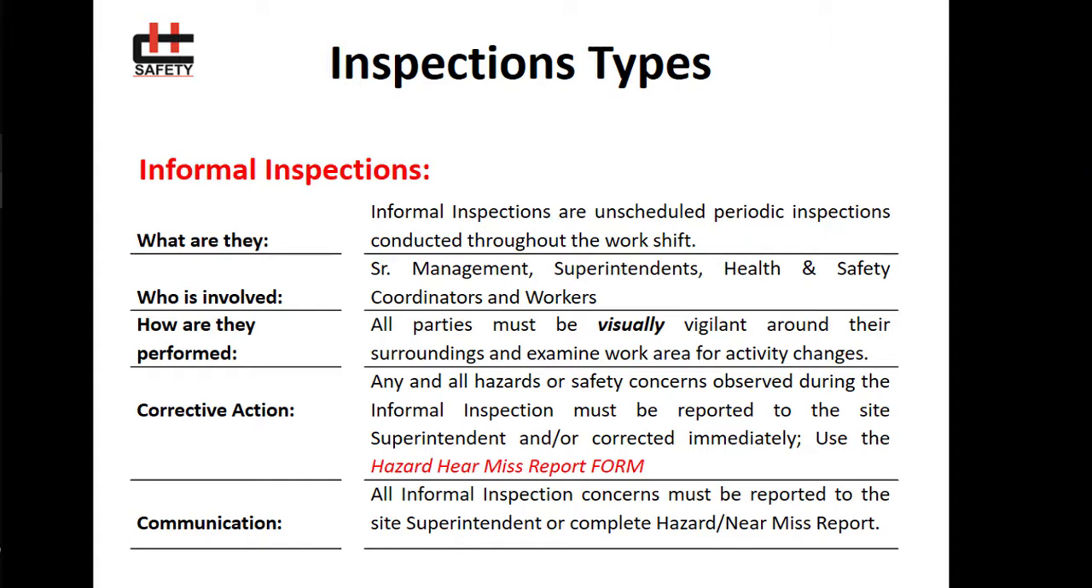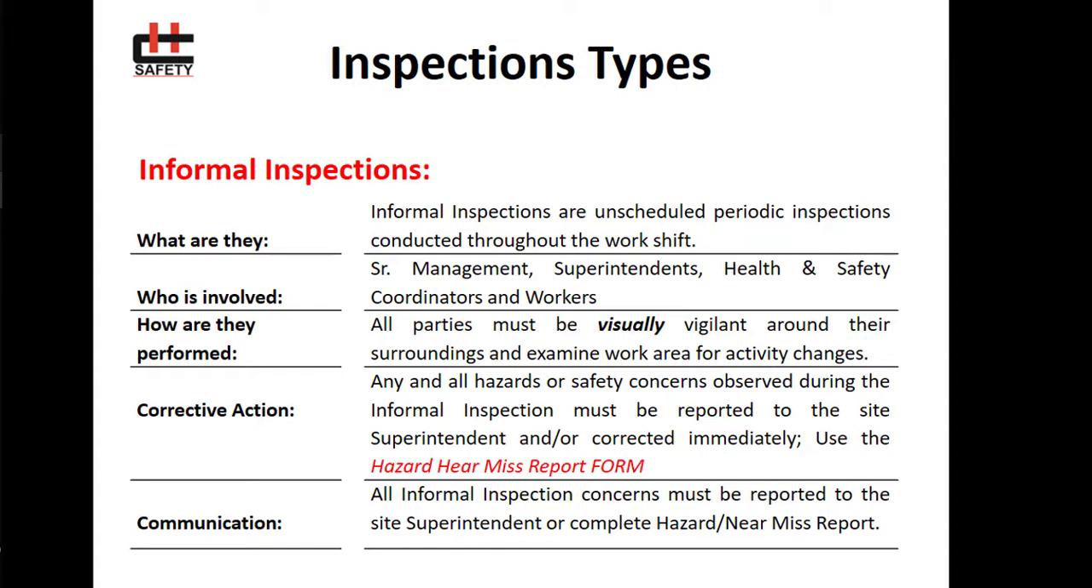Who is involved? Senior management, superintendent, health and safety coordinators, workers, anyone on the project is involved. How are they performed? All parties must be visually vigilant around their surroundings and examine work areas for changing activities. If you come across a hazard, you must report it.